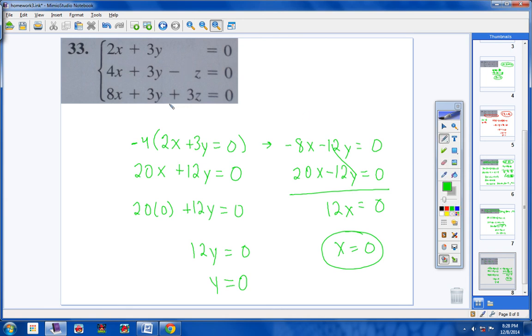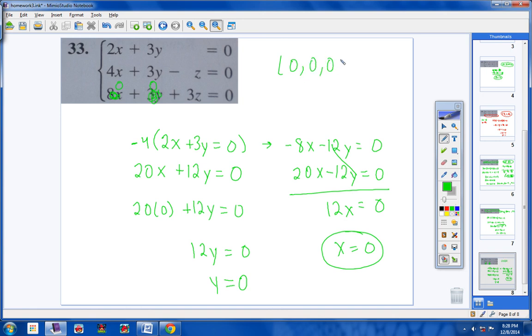And now if you come up here and put a 0 in for y right here. This becomes 0. Put a 0 in for x here. This would become 0. So 0 plus 0 plus 3z is 3z equals 0. Divide by 3 and you get 0. So the answer is 0, 0, 0.